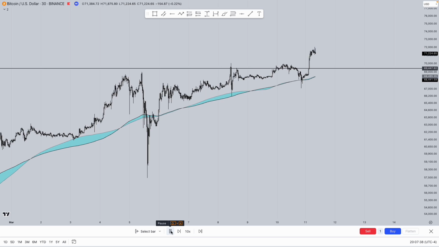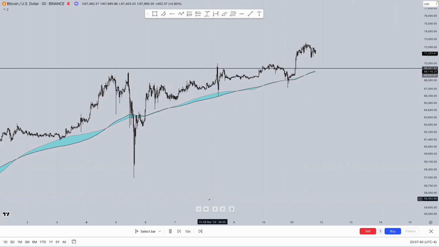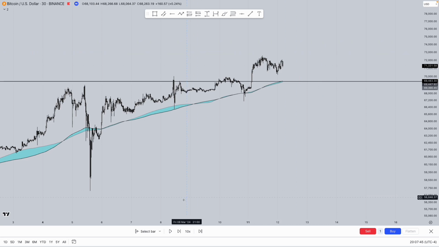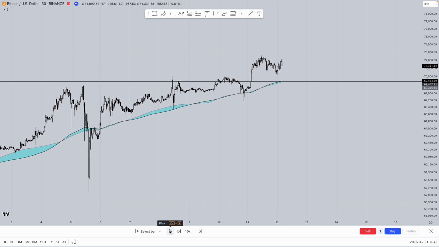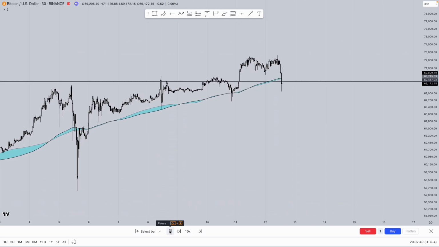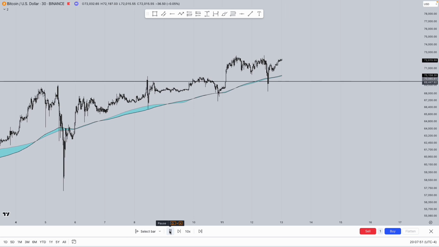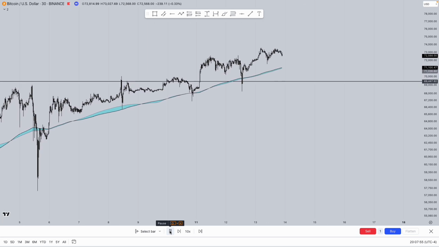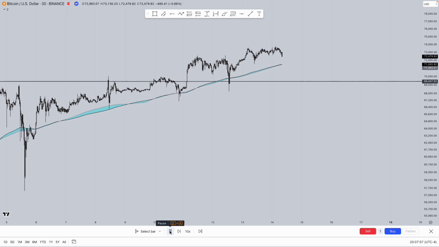So it tested the 30-minute trend there, going back to the all-time high. So currently still expecting higher from here. No reason not to expect any higher. Let's play it forward once again. Tested the 30-minute trend once again there, and continuing higher, and just getting some consolidation here.